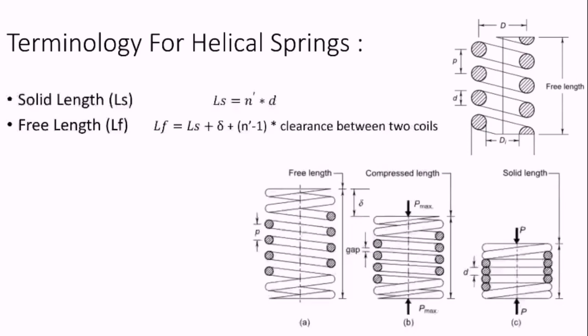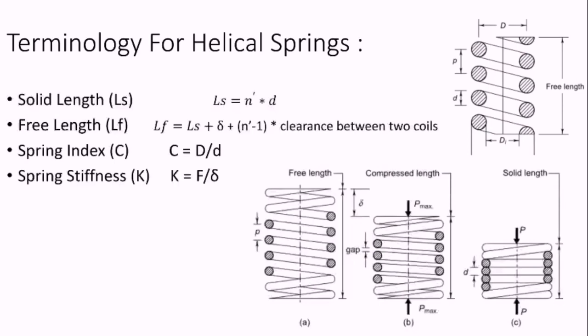It is given by the relation LF is equal to LS, that is solid length, plus the maximum deflection delta, plus n dash minus 1 multiplied by clearance between two coils. This entire term, that is n dash minus 1 into clearance between the two coils, gives us the total clearance in the spring. Next parameter is the spring index. Mathematically we can write C is equal to D divided by small d.